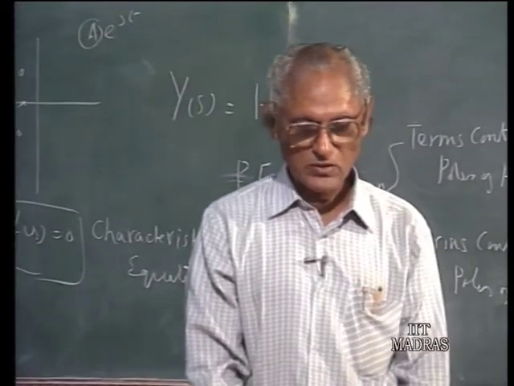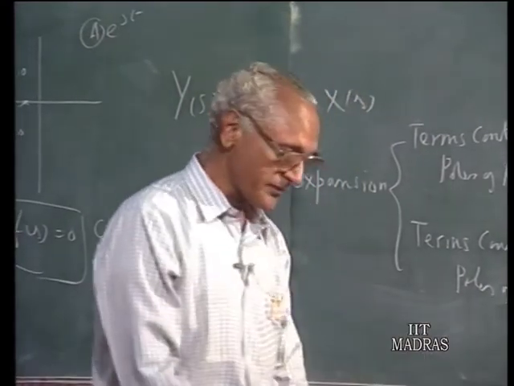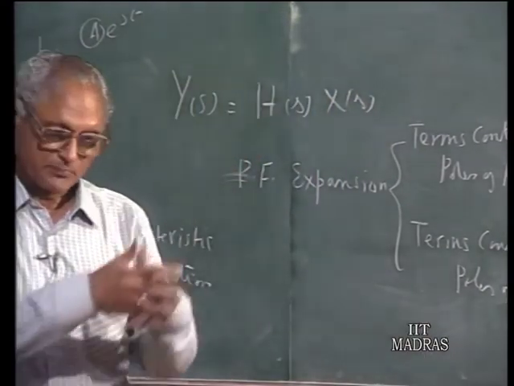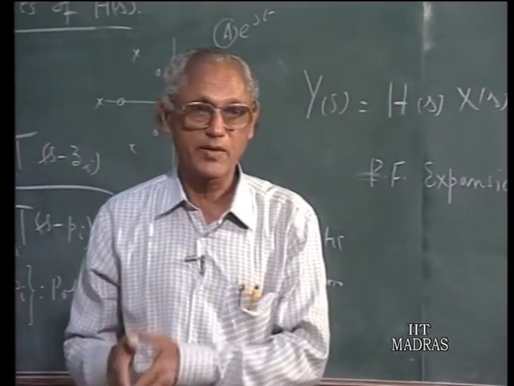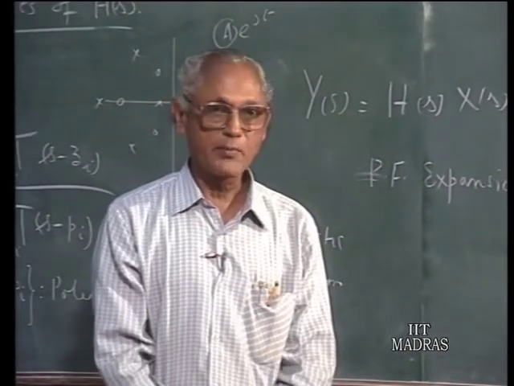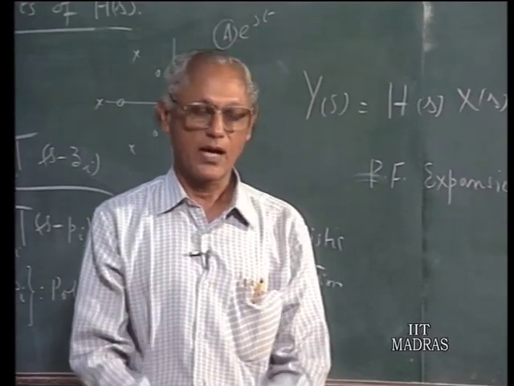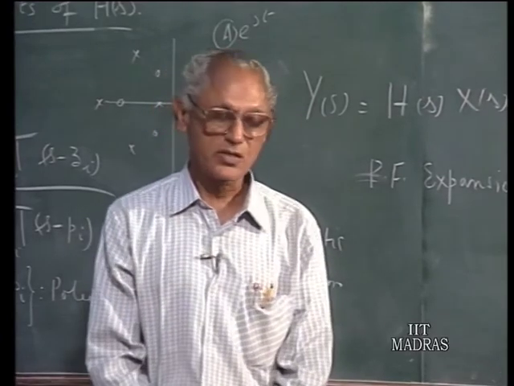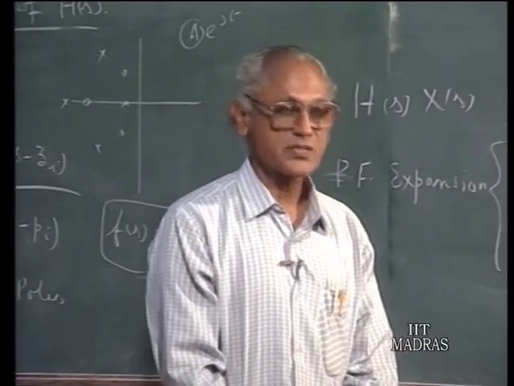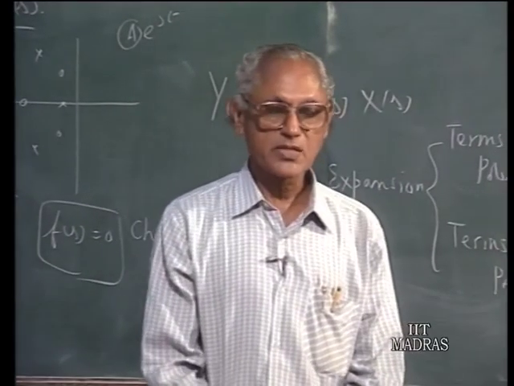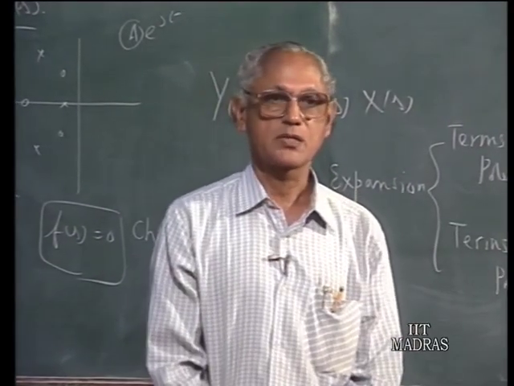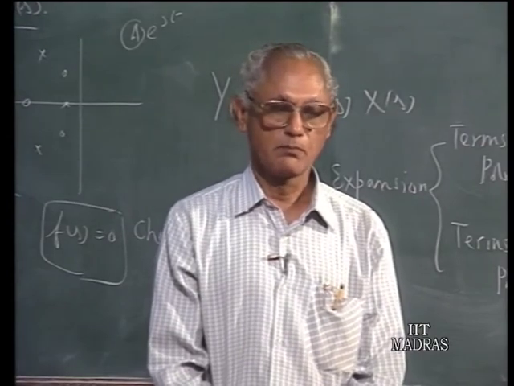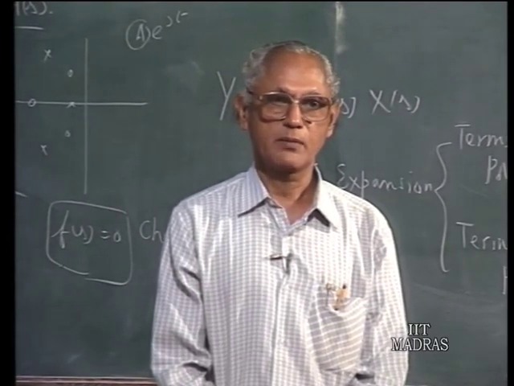So Y(s), which is the product of H(s) times X(s), will have poles partly coming from H(s) and partly coming from X(s). The poles coming from H(s) represent the natural frequencies, and the associated response is the natural response. The poles coming from X(s) are the forced frequencies, and the associated time response is the forced response. More about the system function will be taken up in the next lecture.